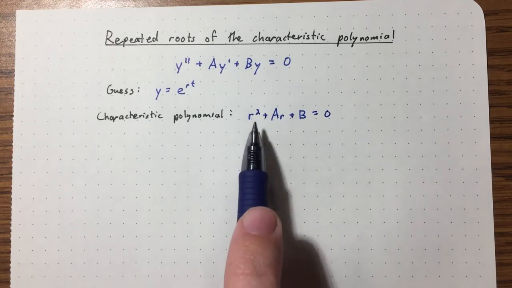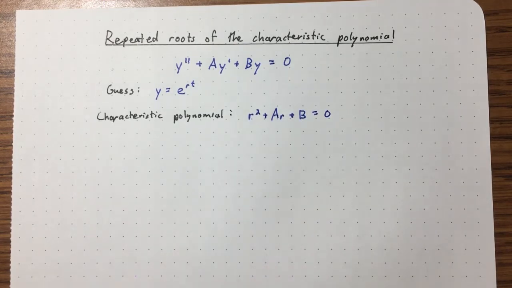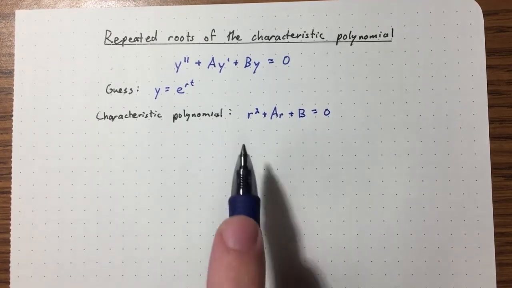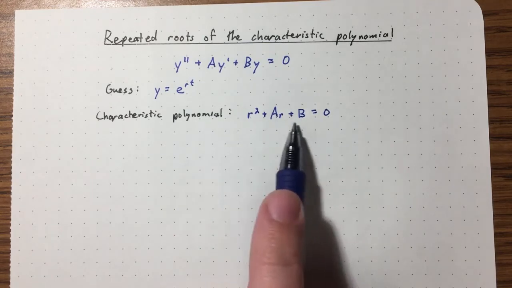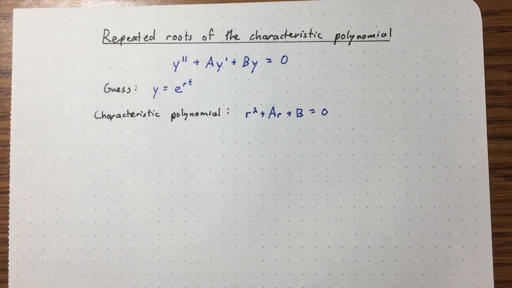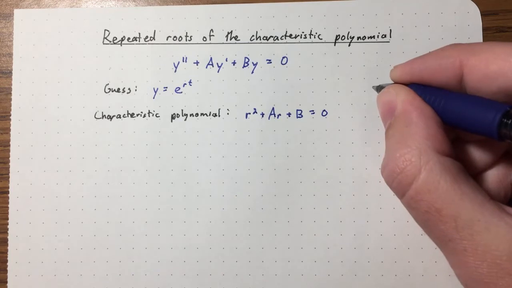We've talked about what to do in the case where we have two real roots to this characteristic polynomial, and also in the case where we have a pair of complex conjugate roots. But there's one other case. We could have a quadratic equation here that has just one root, which happens with multiplicity 2. Just an example of this.